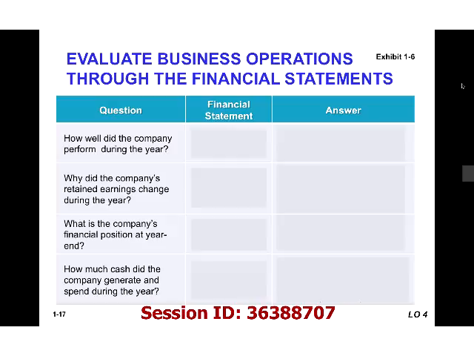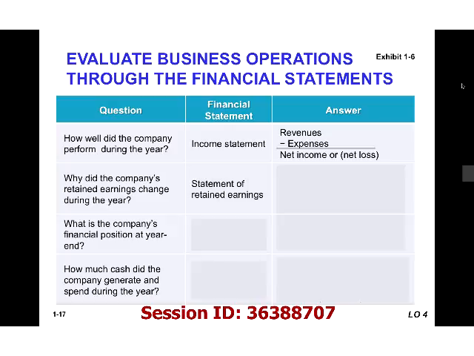So the first question is, how well did the company perform during the year? That's going to be the income statement. The income statement answers, how well did we do during the year? What's our income? And how we get the income is basically we take revenues minus expenses, which will give us net income or net loss. So that's the basic format we're going to see for the income statement. This exhibit 1-6 or this PowerPoint slide is a great summary, a bird's eye view of what we're doing.